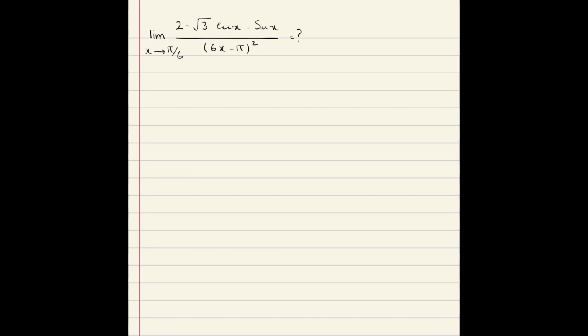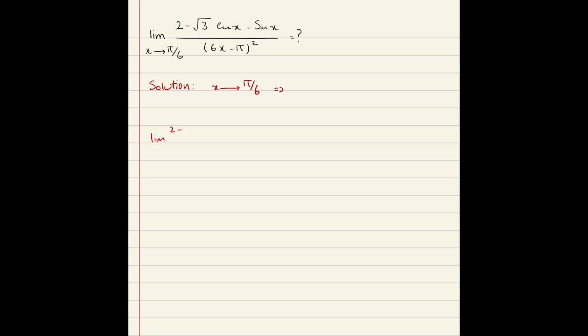So in today's video we have a limit question that is asking us to find the limit of (2 minus root 3 cosine x minus sine x) over (6x minus pi) squared, if x is approaching pi over 6. So the very first thing that we need to do is to replace pi over 6 as the x and see what is the initial answer that we can get from the limit.